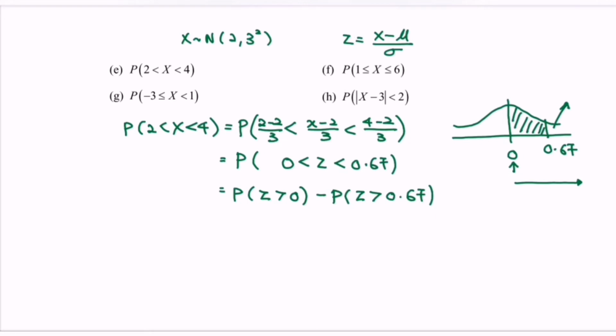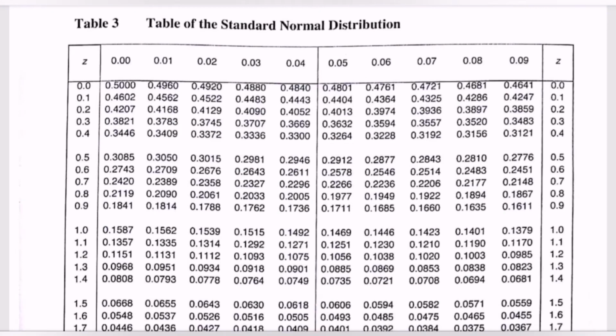Next is to refer to the table, where we have to refer to 0 for the z and then 0.67. Here we have the table of the standard normal distribution. What we have to do is refer to z is greater than 0. In here we have 0, so the value for 0 will be 0.5. Next is to refer to z is greater than 0.67. Here we have 0.6 and then here we have 0.07. So the value for 0.67 will be 0.2514.